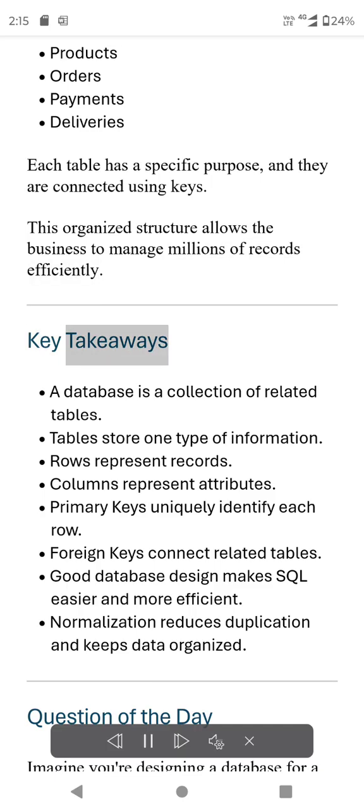Key takeaways. A database is a collection of related tables. Tables store one type of information. Rows represent records. Columns represent attributes. Primary keys uniquely identify each row. Foreign keys connect related tables. Good database design makes SQL easier and more efficient. Normalization reduces duplication and keeps data organized.